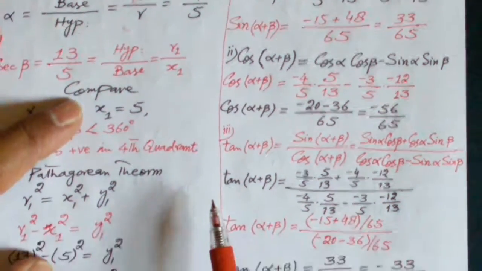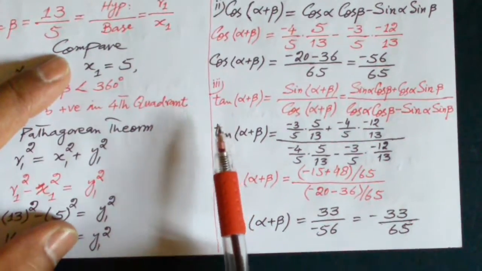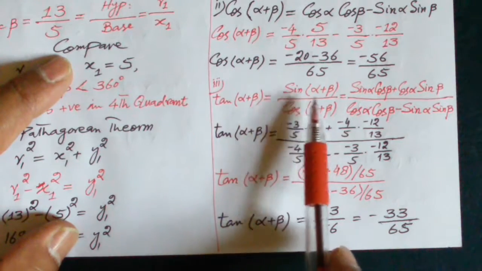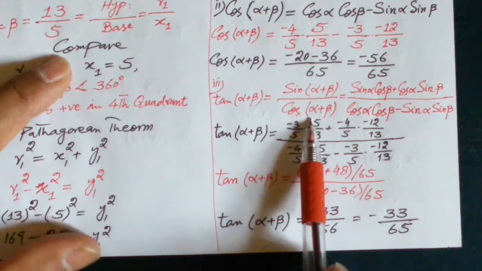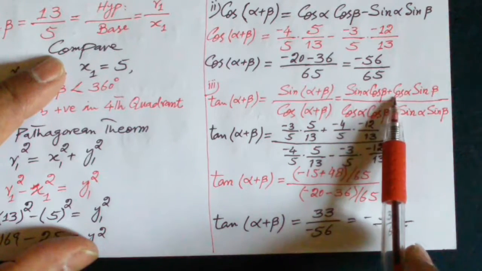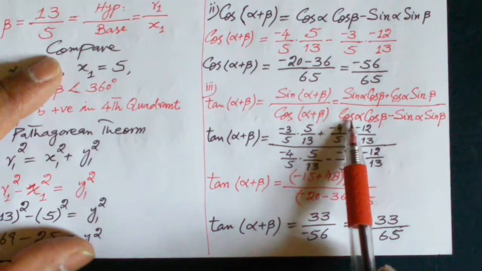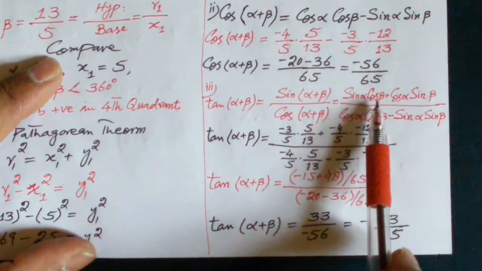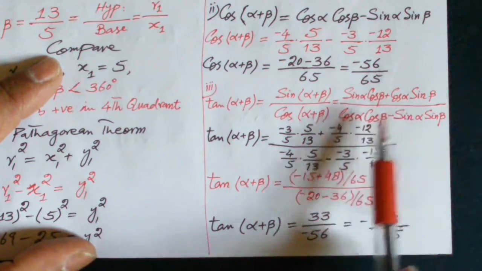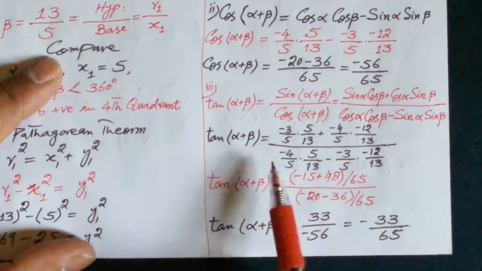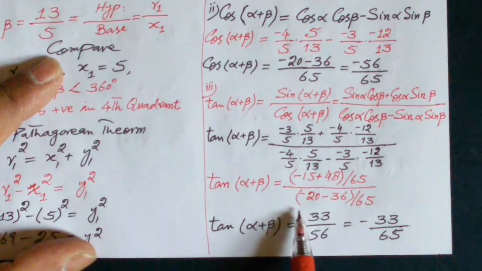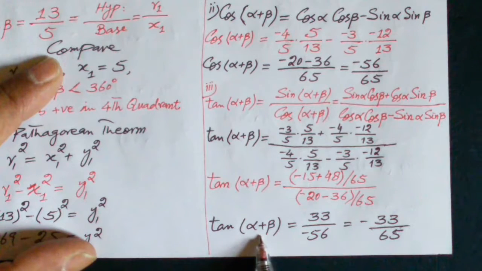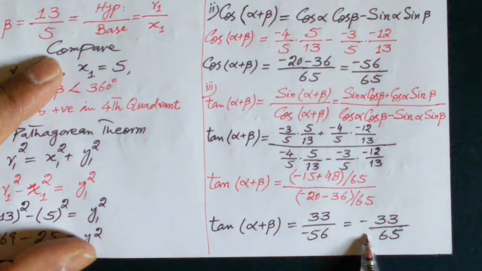And to calculate the third part of this question, which is tangent alpha plus beta, it is equal to sin alpha plus beta divided by cos alpha plus beta, which is equal to sin alpha cos beta plus cos alpha sin beta, the whole divided by cos alpha cos beta minus sin alpha sin beta. Substitute the values in the numerator and denominator, and after the simplification we have tangent of alpha plus beta is equal to minus 33 divided by 56, which is the third part of this question.